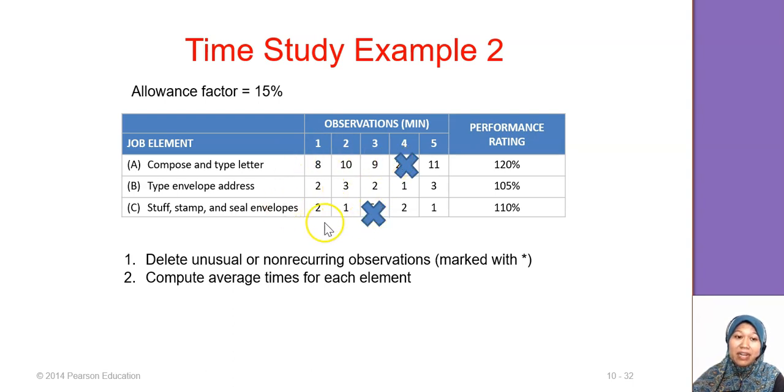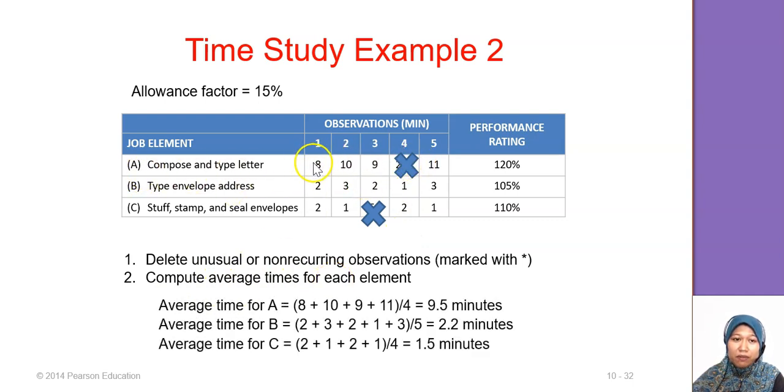Once we have cleaned the data, where we exclude all the abnormal data, then we can compute the average time for each element. So for element A, the calculation is the average: 8 plus 10 plus 9 plus 11, divided by 4, because we use only 4 data. For B, we take all the data, sum up all, divide by 5. And for C, we only take 4 data here and then divide by 4. So we have the average time for each element.